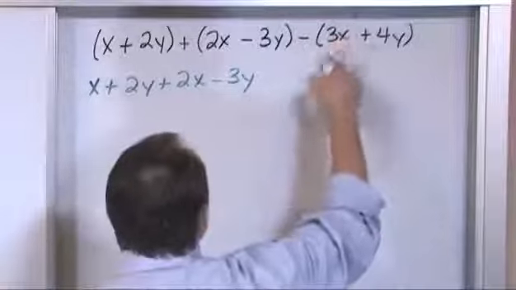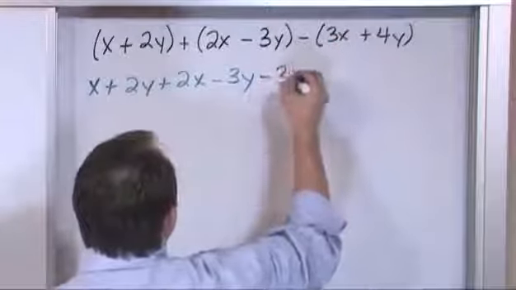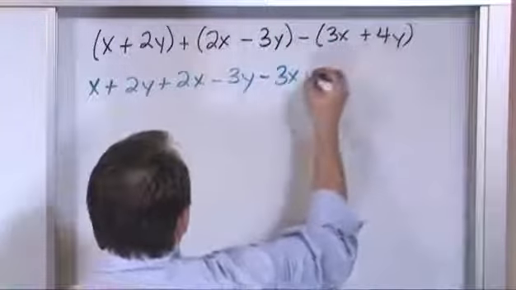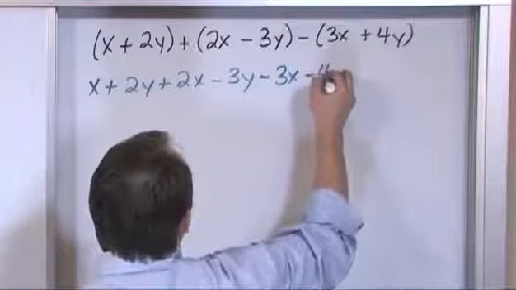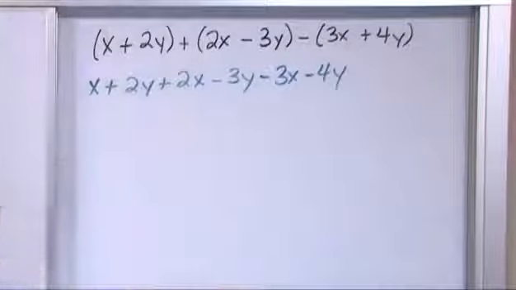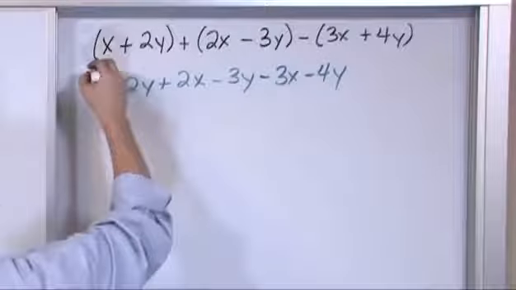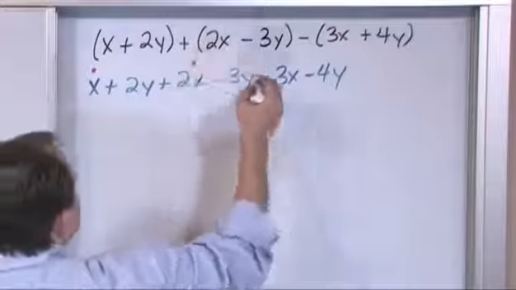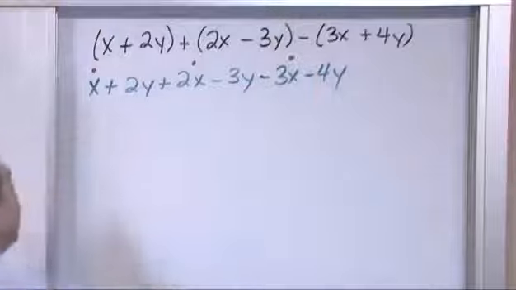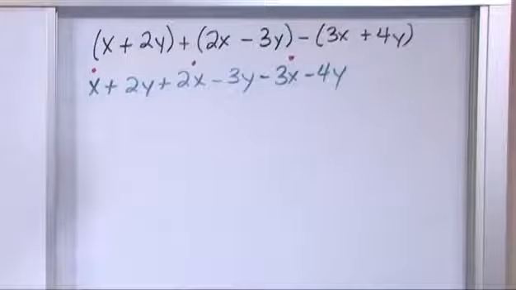So negative times 3x is negative 3x. Negative times 4y is negative 4y. So now I start collecting like terms. And when you have a really long expression like this, what I suggest is go with your pencil. If you have it written like this, just put a dot above a like term. So x is a like term with 2x. That's a like term with this guy. That way you're not going cross-eyed looking at it.